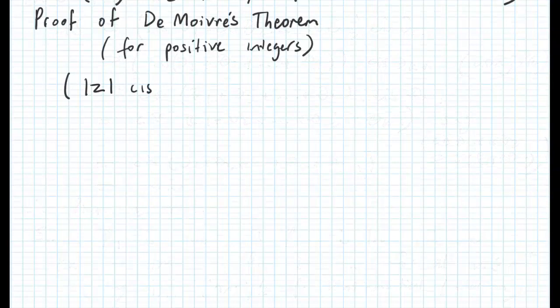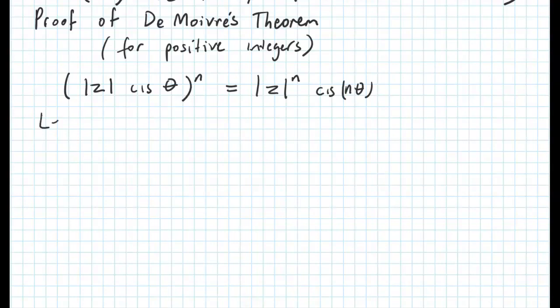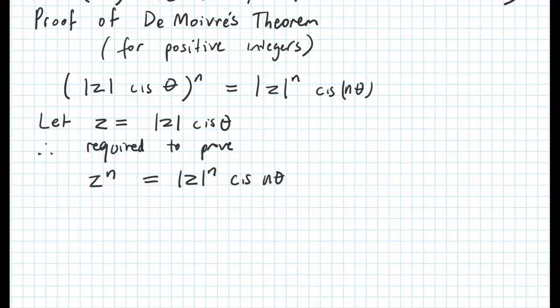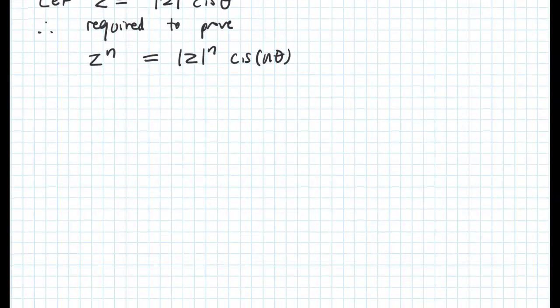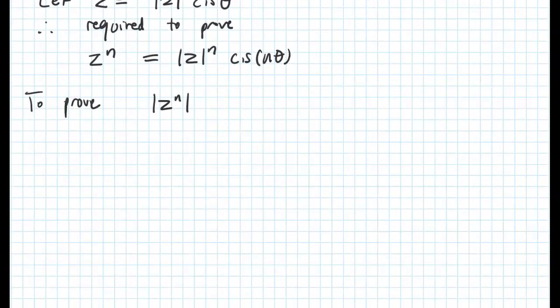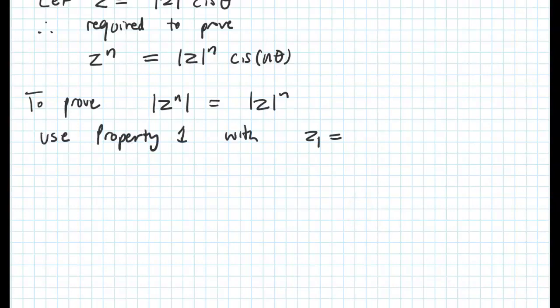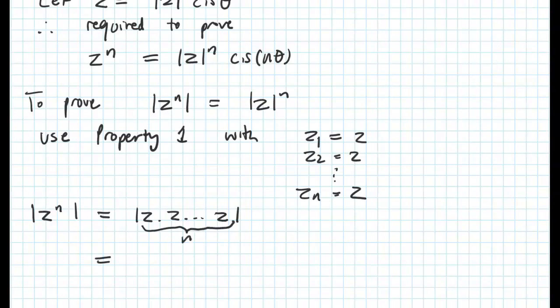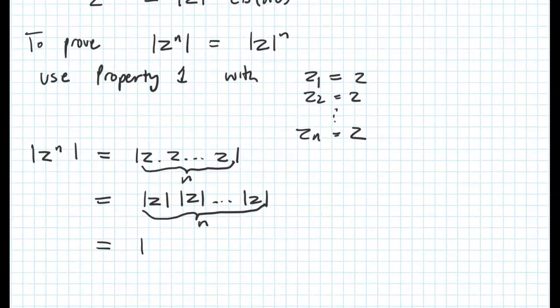So having proven those two properties, we can then use them to establish De Moivre's theorem in the case where n is a positive integer. Effectively we want to prove firstly that the modulus of z to the power of n is equal to the modulus of z all to the power of n. So we're going to use property 1 to prove this. We're going to let z1 through to zn all equal z. We can then use that to expand out z to the power of n, which then allows us to use property 1 that we've established earlier.